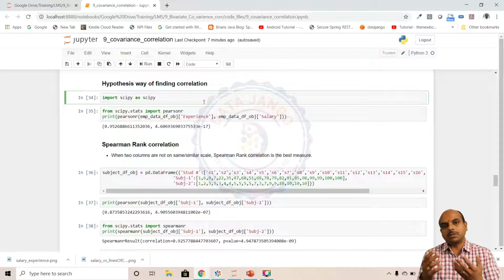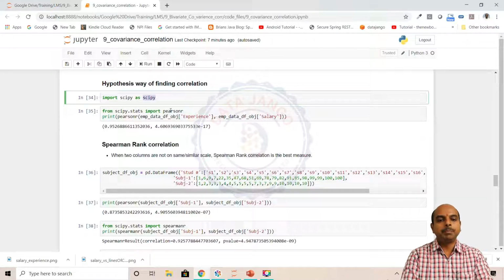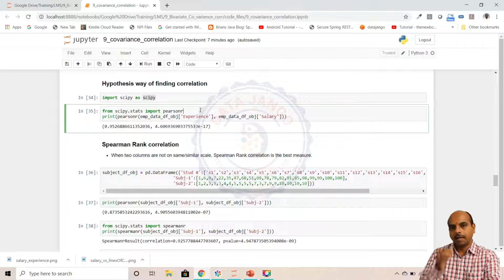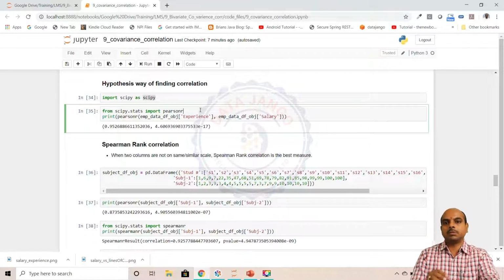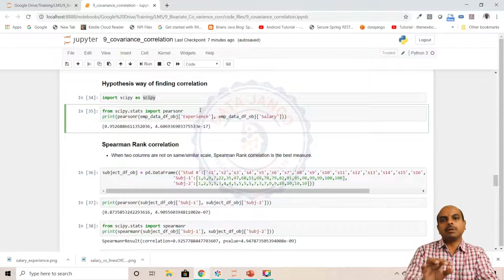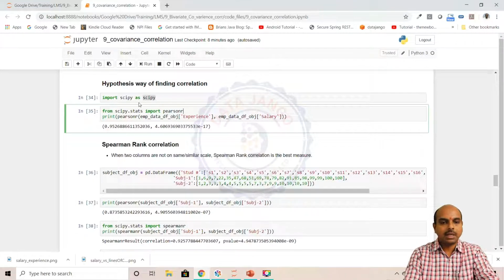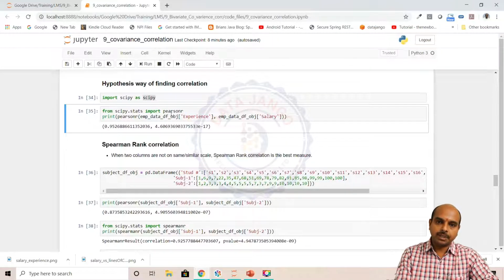Now we'll see the hypothesis testing way of calculating the correlation coefficient. So in SciPy we have got pearsonr and spearmanr, right? I said there are two ways of calculating correlation. One is Pearson correlation, second is Spearman correlation. Before we look into Spearman correlation, let us try to see how to calculate Pearson correlation. In the SciPy stats module, we have got the pearsonr method, to which we can pass two series objects and then calculate the correlation score. When you calculate the correlation score with the pearsonr method, along with the correlation score, it will give you a p-value.